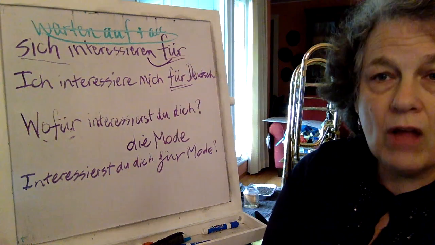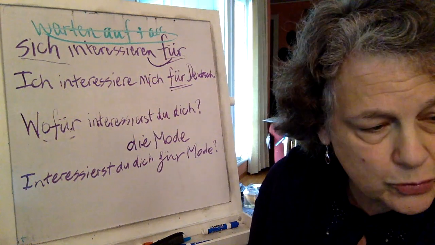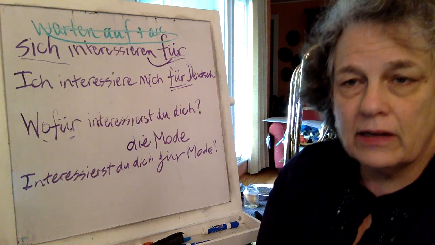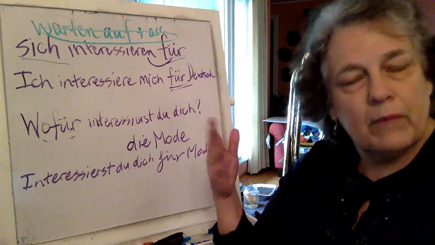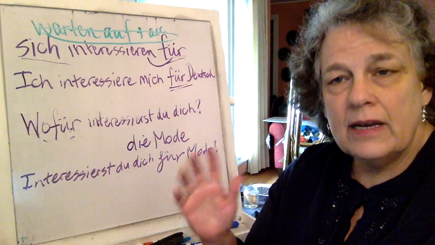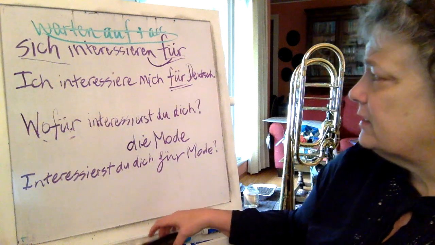Okay? This is all explained to you in the book on page 221. Be sure that you look at that and try and kind of compute it with this lesson on the video. Okay? Now I have to get to the second way of talking about being interested in something.